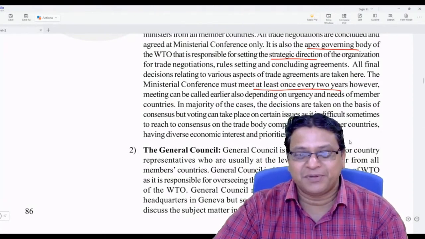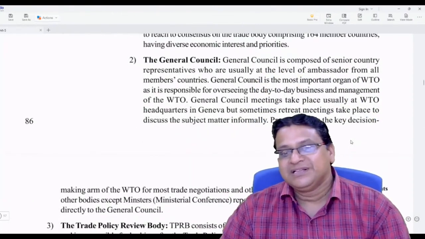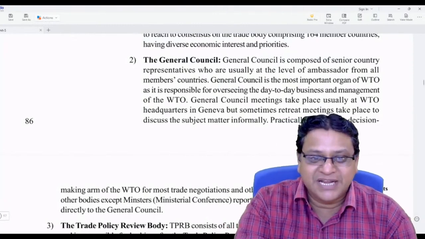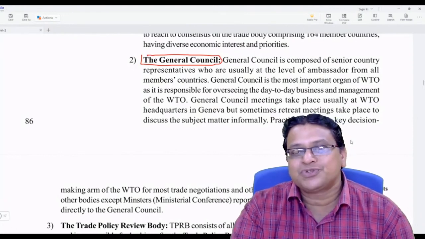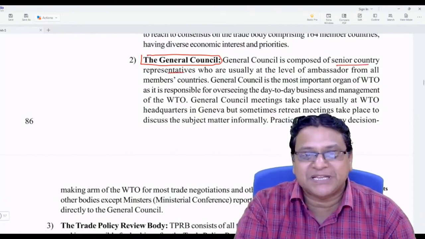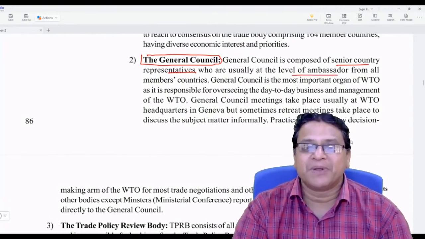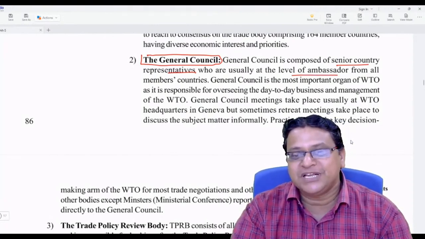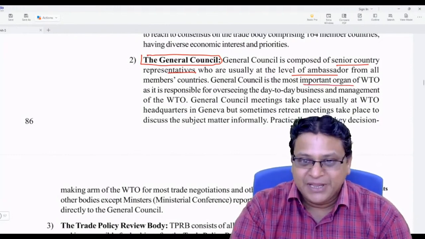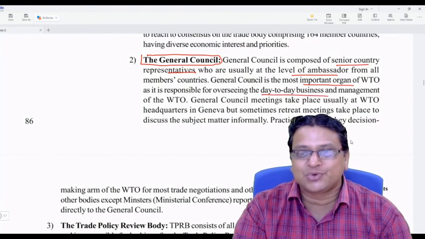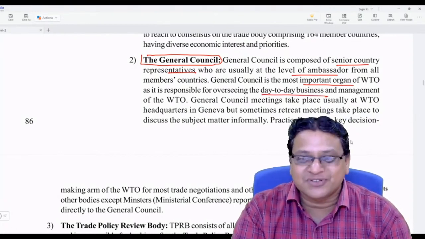Below the ministerial conference there is the general council. So what is the general council? The second decision making body is the general council. The general council is composed of senior country representatives who are at the level of ambassadors of member countries. The general council is the most important organ of WTO, and it frames the day-to-day business rules of WTO. It sees how WTO is functioning.